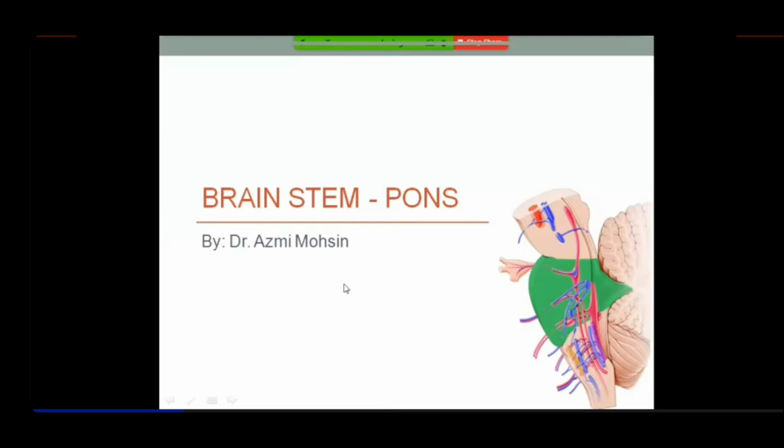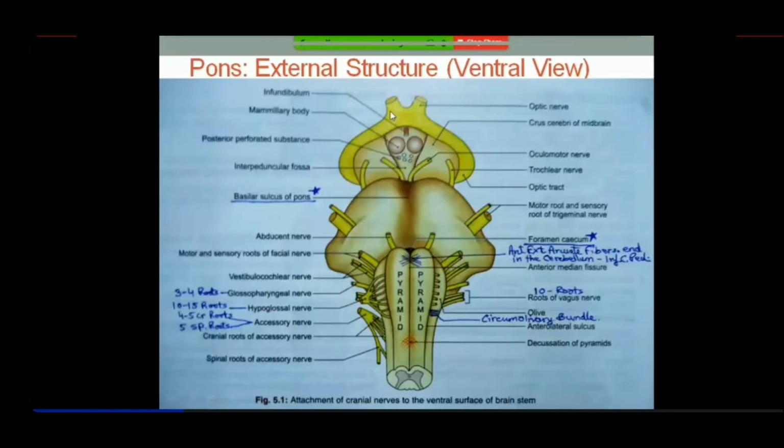Okay. So let's talk about the external structure of pons. As I told you, when you see in the ventral view anteriorly, this is a nodular thickening which is convex vertically as well as transversely, right? And it is around 2.5 centimeters in length. This is called pons. Pons literally means a bridge. It's a Latin word, pons, which means bridge.